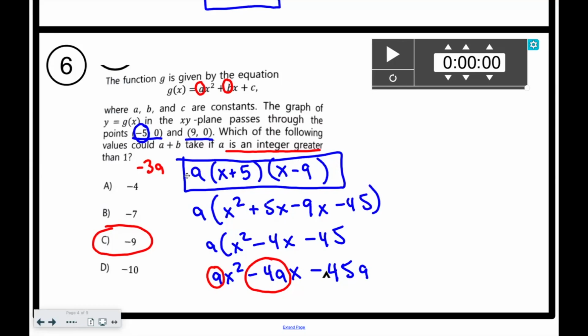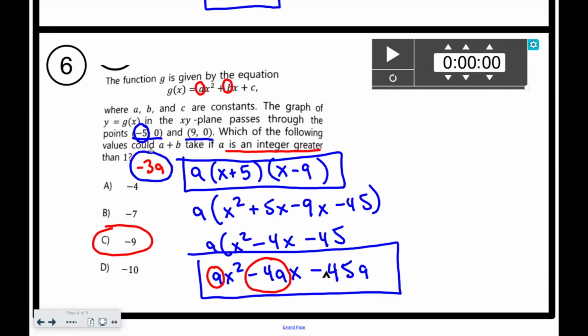So that's how it works: if you're given the intercepts, you want to start in what's called intercept form. And then we do a bunch of simplifying to get it into standard form. And then a plus b is -3a. Does that part make sense? Yeah. Okay. So now the way we end the problem is it says which of these answers could be the value of a plus b, which we now know is -3a, if a is an integer.